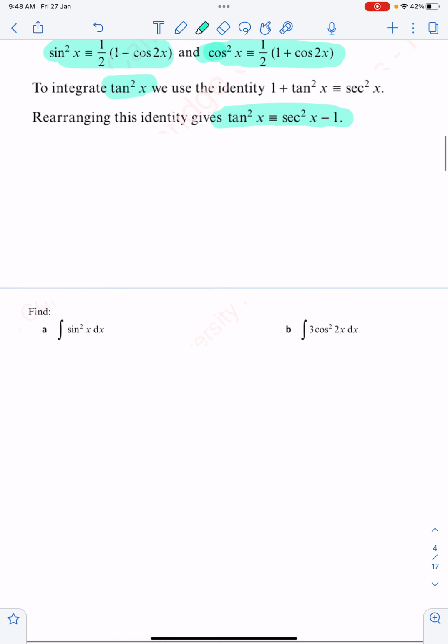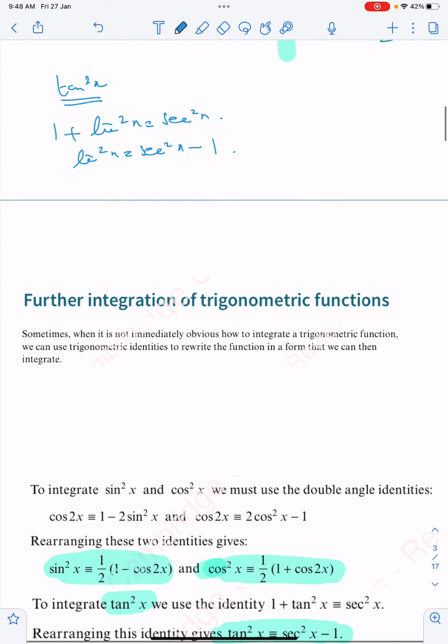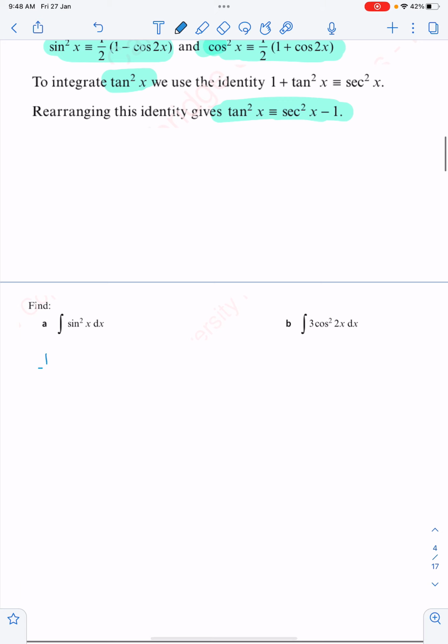Starting with the first question, the A part, it's sine square x. In place of sine square x, I can substitute half into (1 minus cos of 2x). I can write half outside, (1 minus cos of 2x) dx. If you want, you can even keep half inside, but since it's a constant, it's better to take it out. Then I can start integrating. Integration of 1 is x, and integration of cos of 2x is sine of 2x divided by 2.